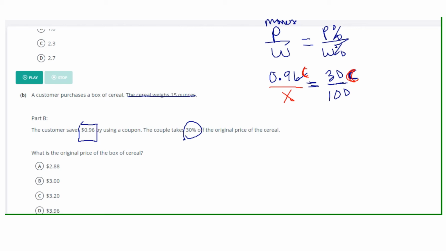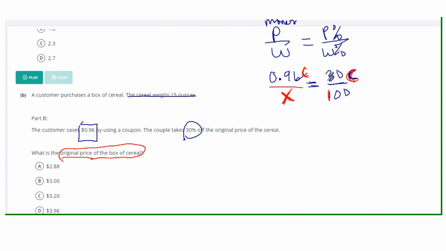Now, if you choose to solve for the variable, you have to make sure your variable is in the numerator before you start moving things around. Or you can move the variable and so forth. But you have to make sure your variable is in the numerator if you use that method. I'm going to use equivalent ratio. So what is the denominator? The whole, because it says what is the original price? Original price is going to be the whole box of cereal. So the original price is equivalent to 100.